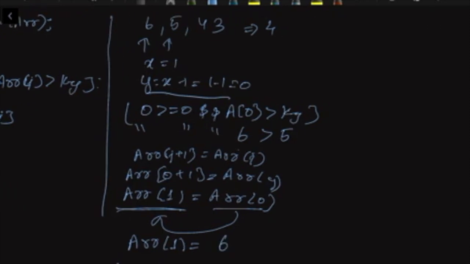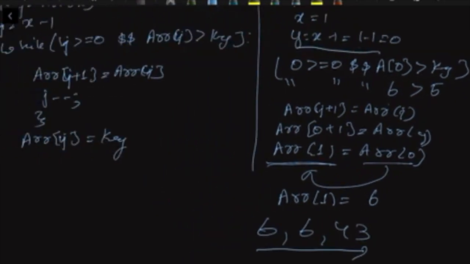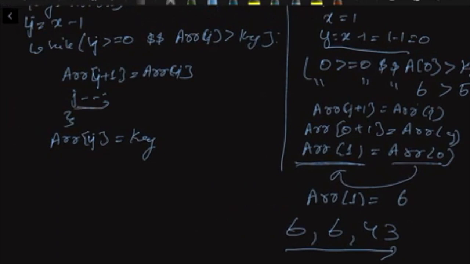You can see it was 6, 5, 4, 3. We first compared these two elements and saw that 6 is greater than 5, so we just push the element to the right hand side. So we have 6, 6, 4, 3. Till here this is done. Now we'll decrement, right? Till here the j value was 0.